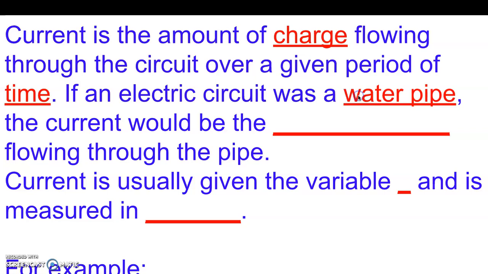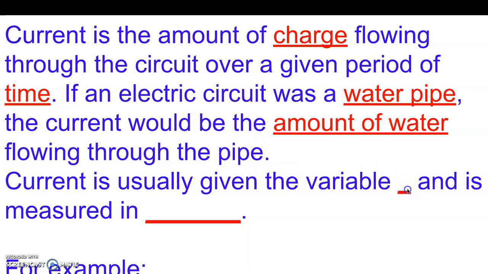If an electric circuit was a water pipe, the current would be the amount of water flowing through the pipe. So again, I'm going back to the analogy of a water pipe. I think it's helpful to think of it that way, because you're probably more familiar with water pipes than you are with electric circuits. If you could measure the volume of water that goes through the pipe over a given period of time, that would be analogous to the electric current going through a circuit.